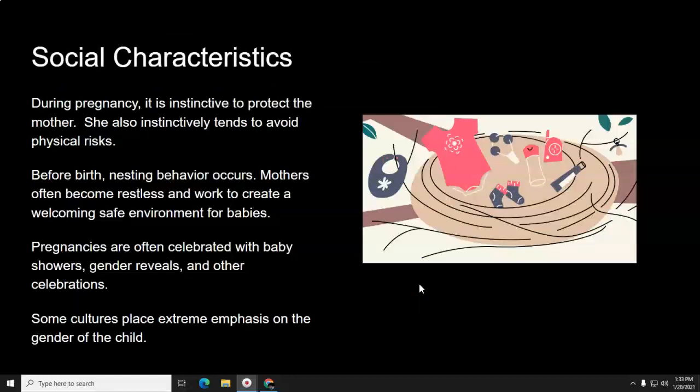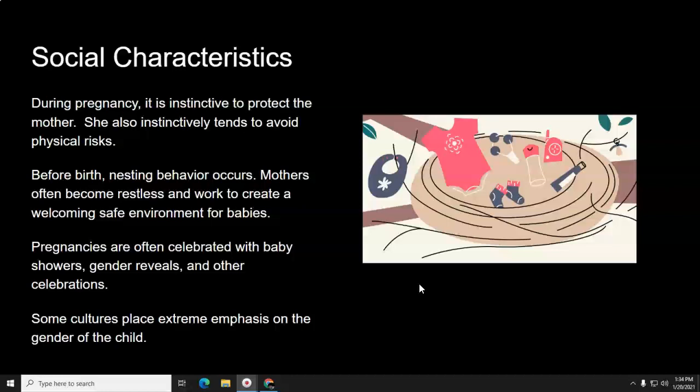Social characteristics during pregnancy. It's instinctive for other people to protect the mother. And when women are pregnant, they instinctively avoid physical risks. That means that while your brain can always override instinct, instinctively you do things more carefully, slower. You realize that your balance is a little bit different. You don't go out and go skydiving and things like that. And you have like a natural elevated nervousness to it.